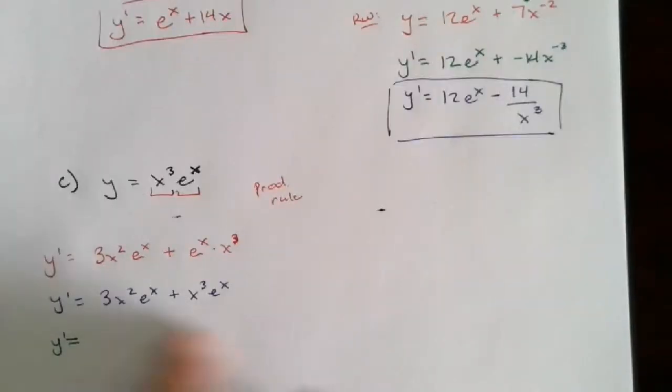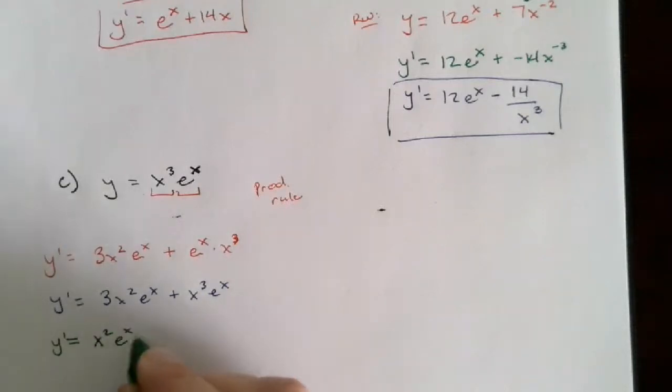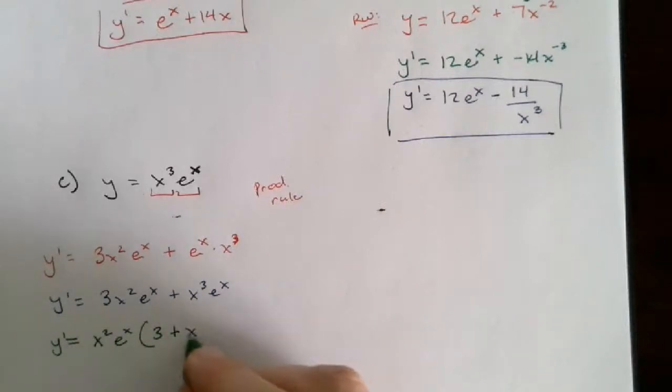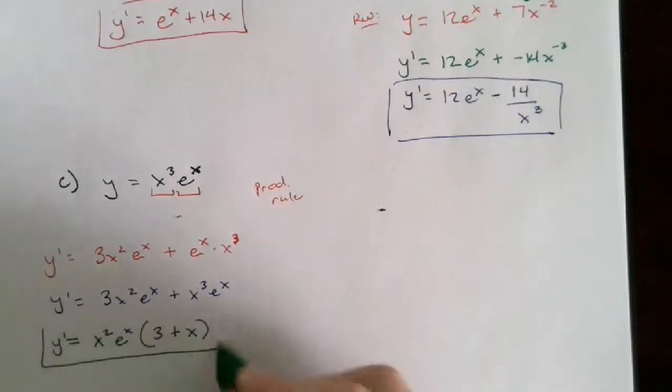We might factor out a greatest common factor. The 3x squared e to the x and the x cubed e to the x have an x squared as a common factor, and they also have e to the x as a common factor. If I factor that out, from the first term I'm left with 3, plus the second term, factoring out the x squared e to the x, I'm just left with x. So we have x squared e to the x times (3 plus x).